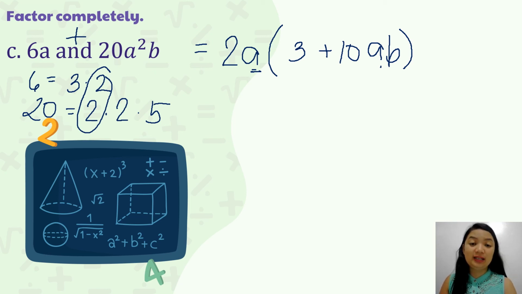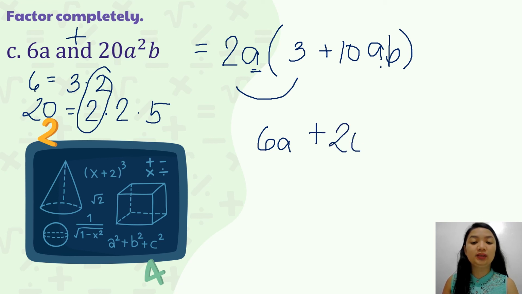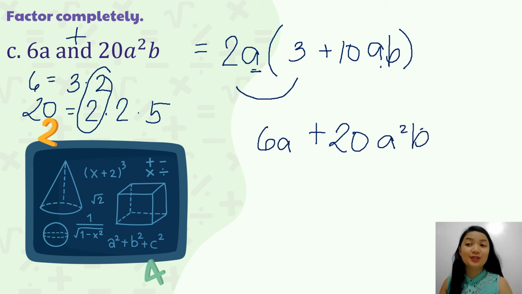So again, let us check our work by multiplying our answer. So 2a times 3 will give us 6a, while 2 times 10 is actually 20, and then a times a, that is a squared, then we have b. So once again, we have a correct answer.